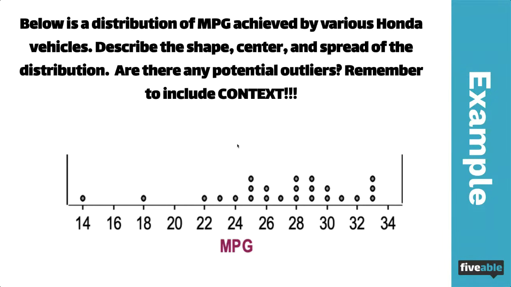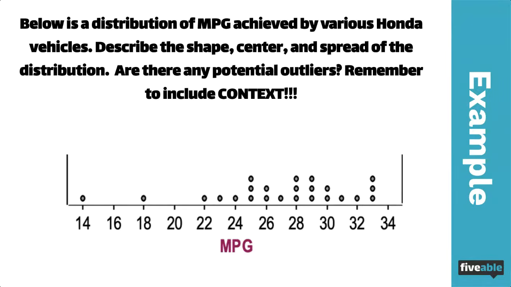And our last one is the spread. So how spread out is this data? Well, the range, maximum minus minimum, is going to be 33 minus 14, which is going to give me 19. So the range is 19.